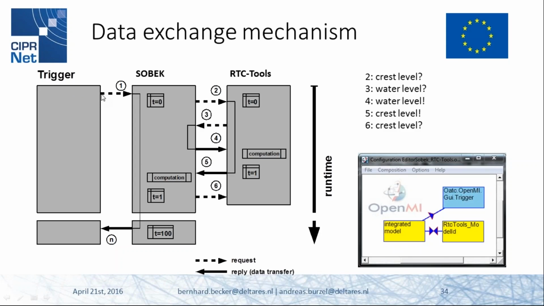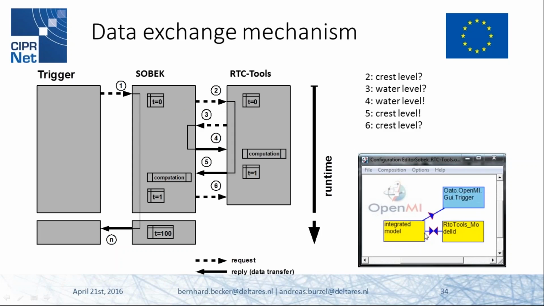So the role of the trigger is to start the whole coupled simulation, and the trigger asks the first question, we can say, give me some results at the end of the simulation period here after time step 100. And this question is asked to SOBEK, and SOBEK says, yes, I can do that. So I have to proceed from my initial condition from T0 to T100, but I need some data first. I need something from RTC tools, and this is the crest level. So there's another question sent to RTC tools.